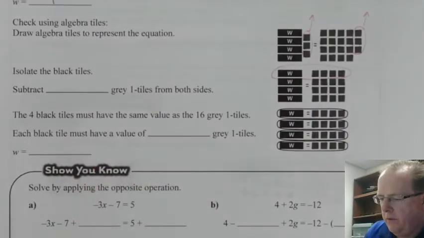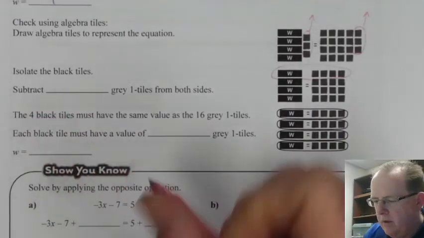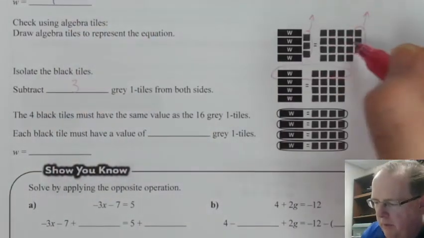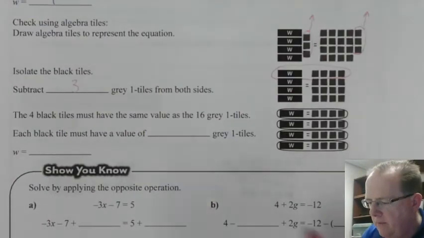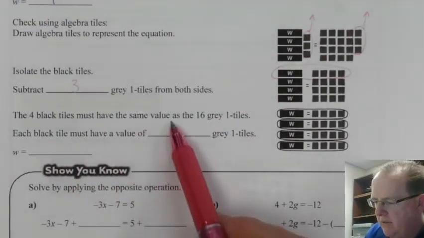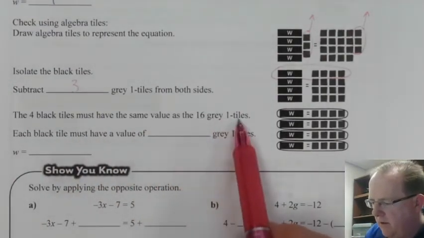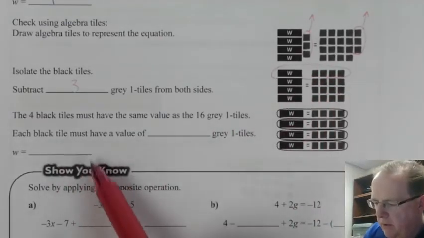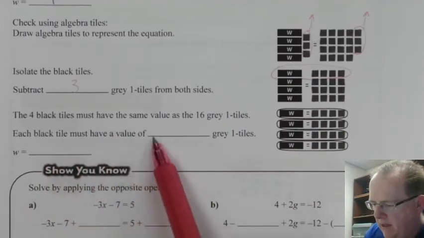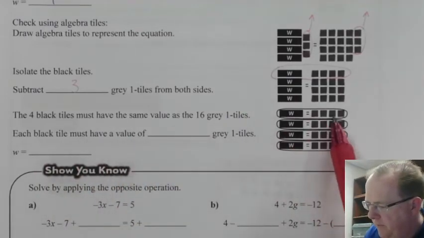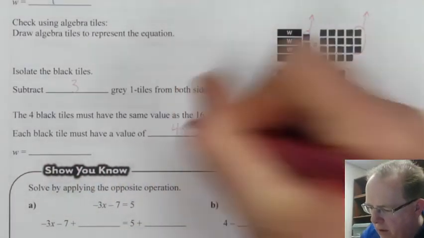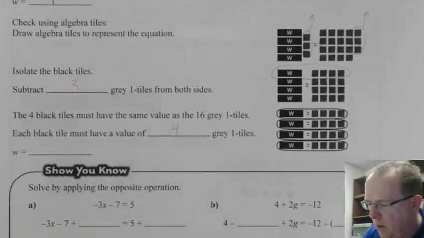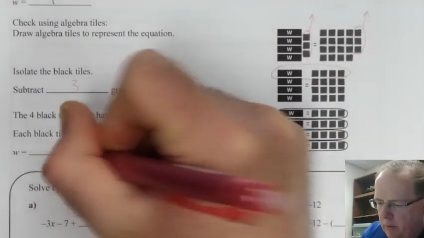So here to fill in the blanks, first up we subtracted 3 of the gray tiles from both sides. And then the 4 tiles must have the same value as 16 gray tiles. That's what we showed here. Now because they're in each row, each black tile must have a value of 4 gray 1 tiles, or w equals 4.